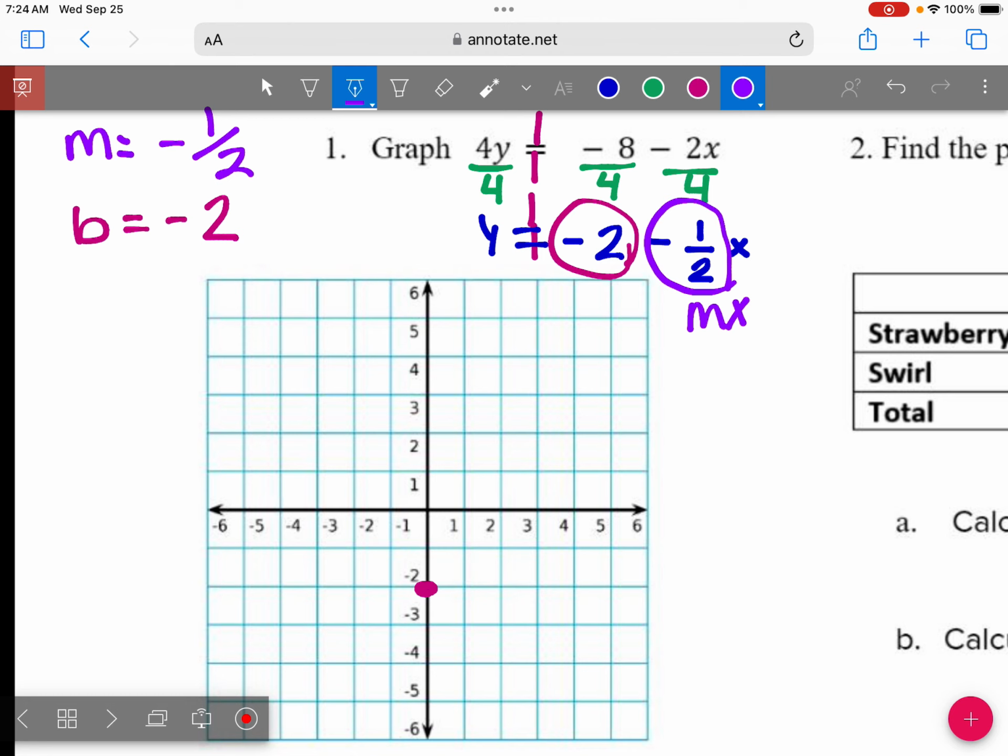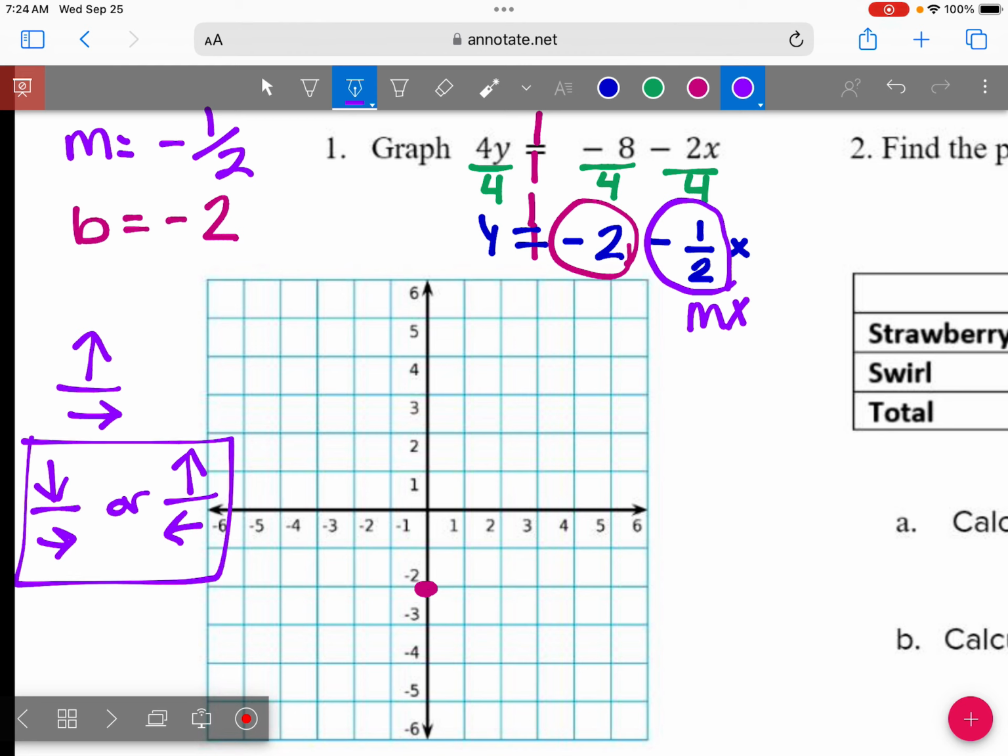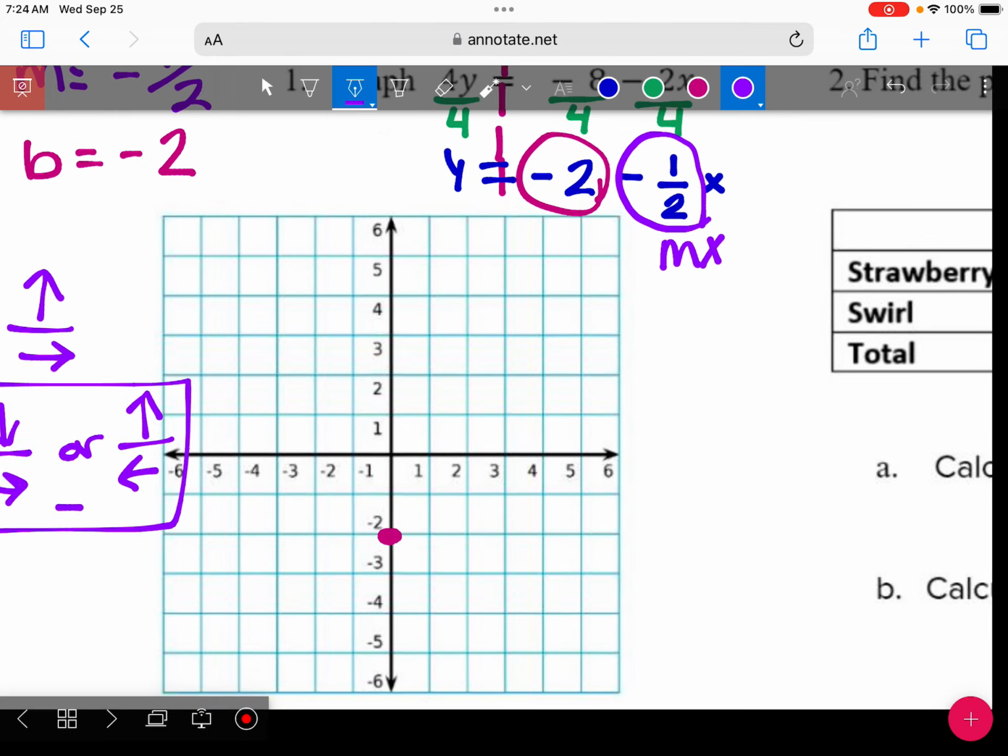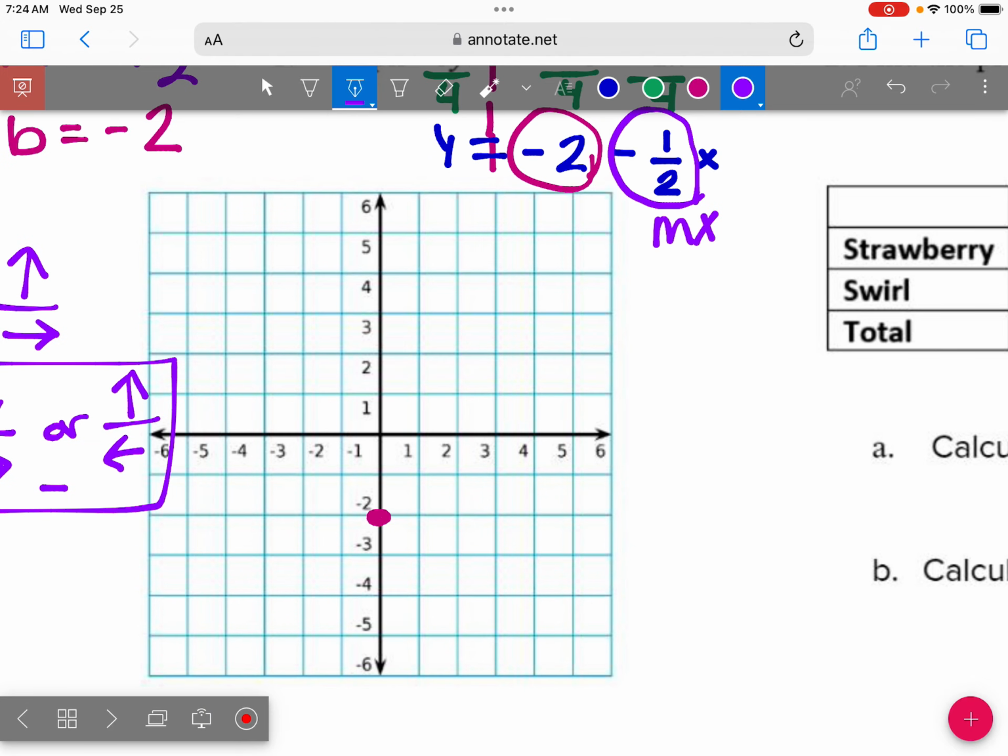If I'm going down 1, do I also go left? Go right. Because normally we go rise over run. And if I need that to be negative, I can either flip the top and go right, or I can keep the top up and go left. Either one of these is negative. I only flip one. If I flip both, I'm back to positive. So we could go down 1, right 2, down 1, right 2, down 1, right 2, or up 1, left 2, up 1, left 2, up 1, left 2.